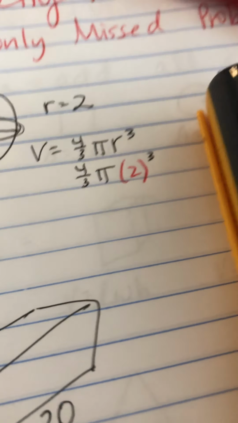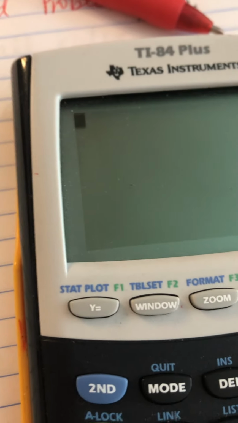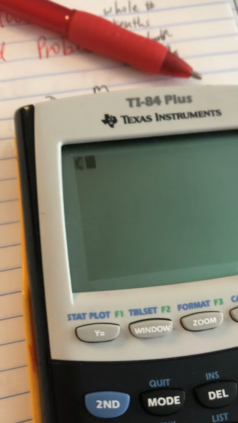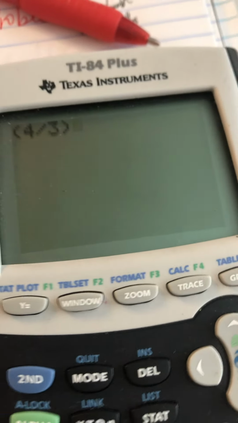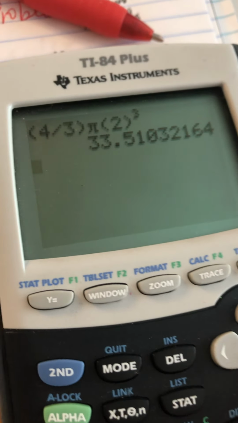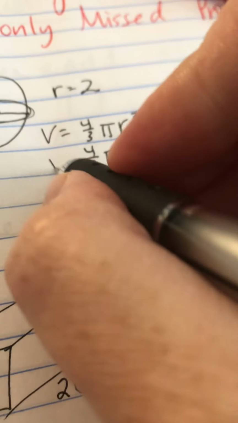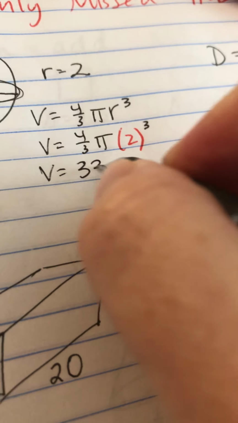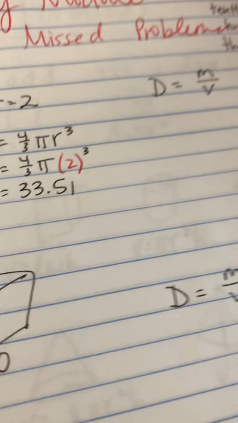If you don't already have it, you should get the Calculate 84 app. That would help you to be able to put this in correctly. So I've got 4/3 pi, and then I'm going to do my 2 cubed. So I get 33.51. Okay, then right here's my equation.